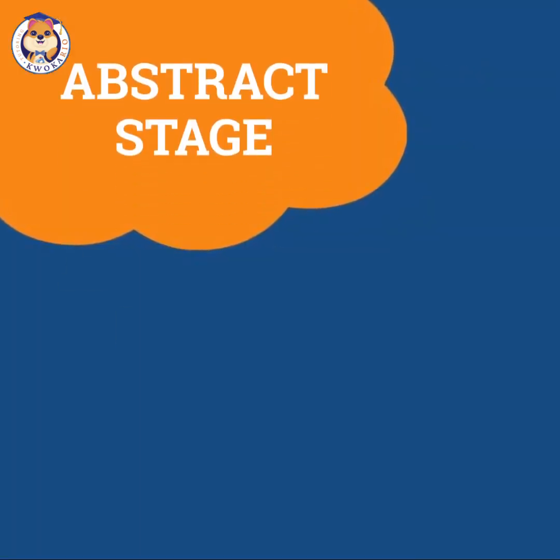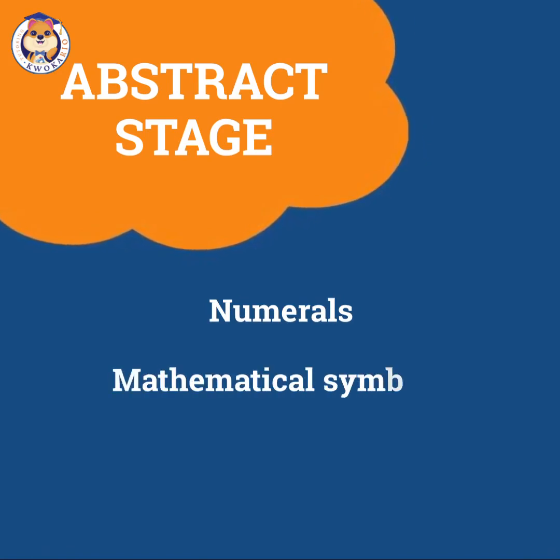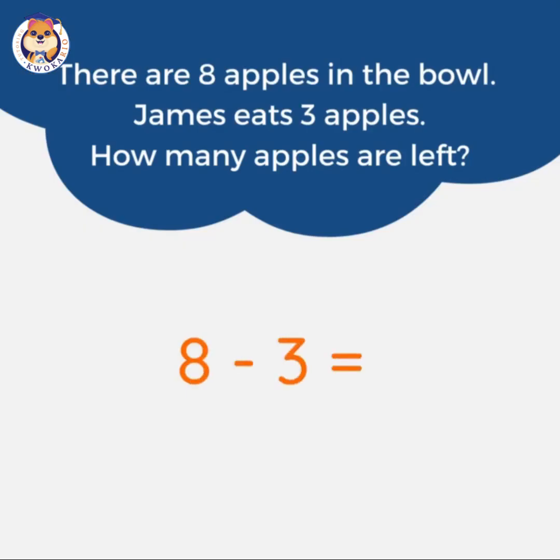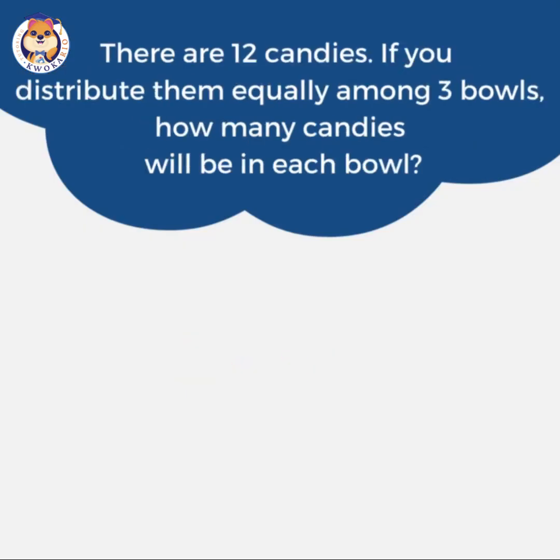Finally, in the abstract stage, the physical objects and pictures are replaced with numbers and symbols. Children solve problems that only involve numerals, mathematical symbols, or any other mathematical notation. For example, 8 minus 3 equals. Now, let's have a look at another example. How would we do it?